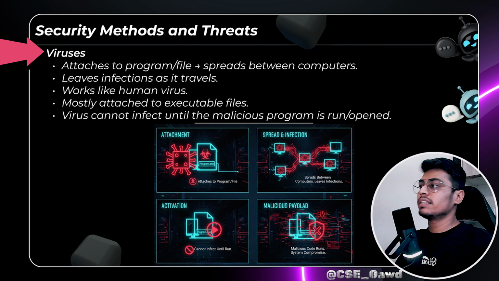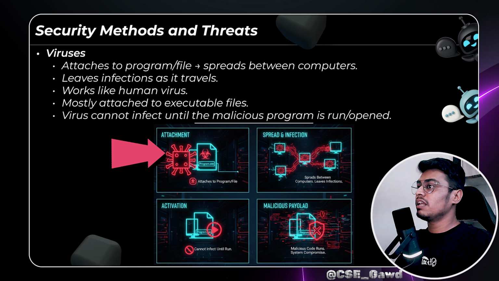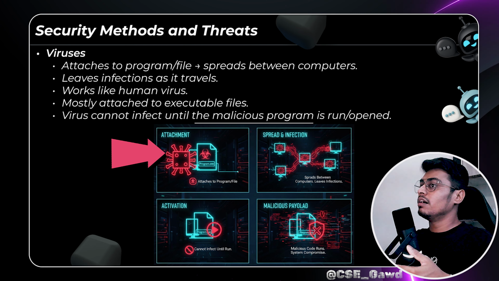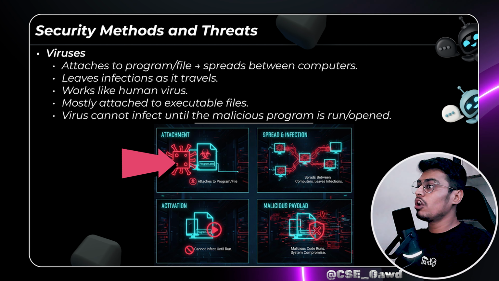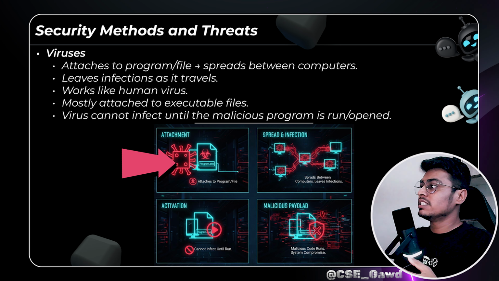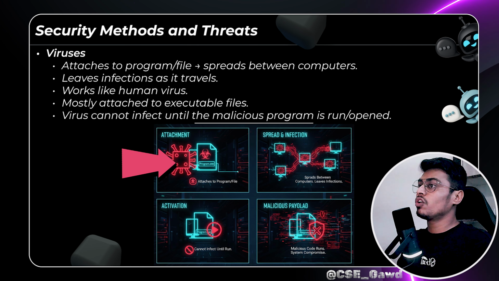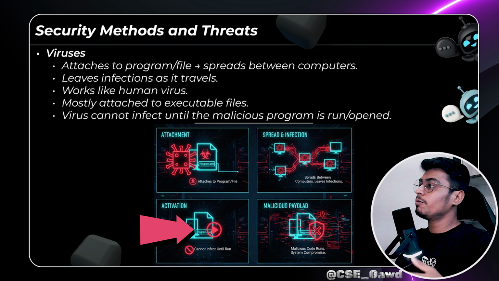Now what are viruses? A computer virus attaches itself to a program or file, so it can spread from one computer to another, leaving infection as it travels. Just like a human virus works, almost all viruses are attached to an executable file, which means the virus may exist on your computer, but it cannot infect your computer unless you run or open the malicious program.